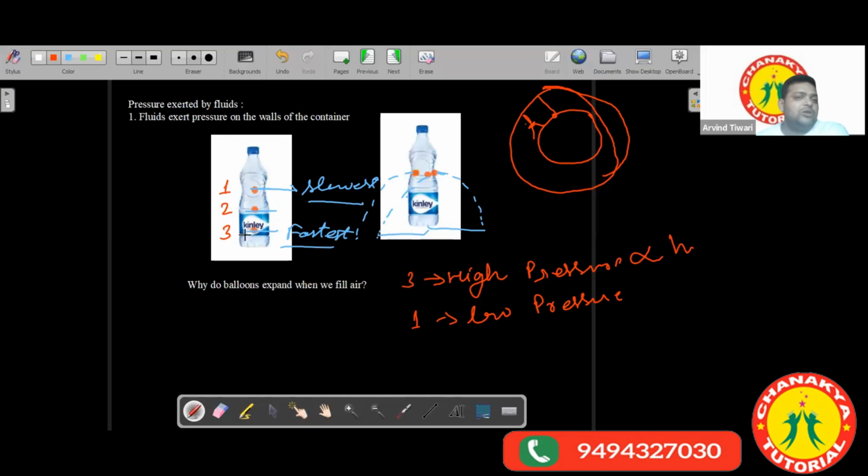This you will get to know in your higher classes, where it will fall, because here pressure is high, here pressure is low. The velocity here will be low, here the velocity will be high, but it has to come a shorter distance before falling, whereas this has to travel a larger distance before falling.